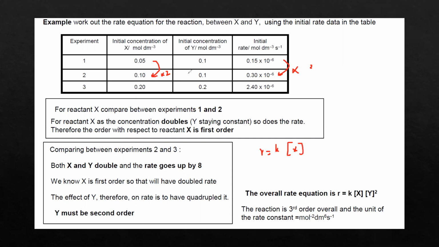Then which one should we compare? Because in experiment 3, X is also changing, Y is also changing. So what we can do: if X is doubled, the rate will be doubled. So double of 0.3; due to the change in X, the rate should be 0.6. And then that 0.6 becomes 2.4. So if 0.6 becomes 2.4, it means it increases by 4. So doubling the concentration of Y increases the rate by 4. So it shows that it is second order with respect to Y. So this is the final rate expression or rate equation. Is it clear? This example, identifying the rate equation from the change in concentration.